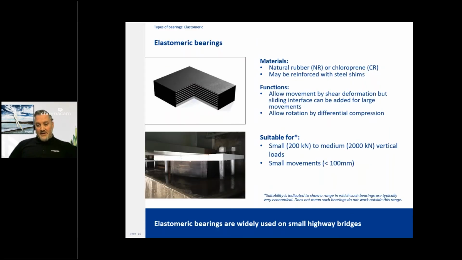Elastomeric bearings. My personal maybe favorite bearing comes in a couple of variations, natural and chloroprene rubber. All of the movements and rotations are via some kind of deformation of the material. And so, as you can imagine, like a spring, it can flex in all different directions. And typically we would think of these as suitable for small to medium loads and relatively small movements. A lot of designs are possible, but those are the general groups.